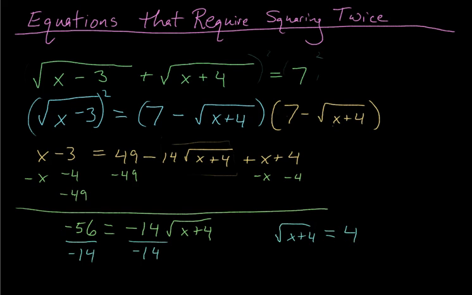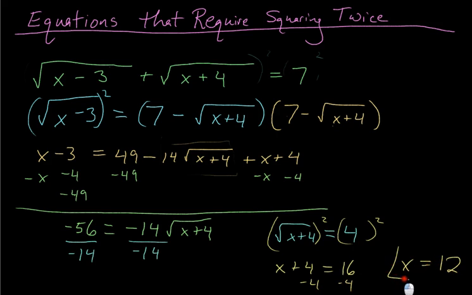All right. So when we squared once, we got rid of one of the square roots. We square one more time to get rid of this one. So we've got x plus 4 is 16. Subtract 4, so x equals 12. And the last step is to plug it in, make sure it works. 12 minus 3 is 9. Square root is 3. 12 plus 4 is 16. Square root is 4. 3 plus 4 is 7. So, yes, it does work.